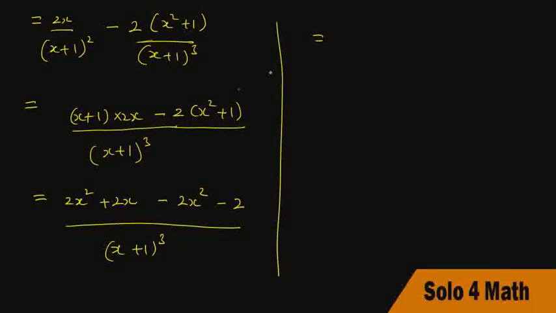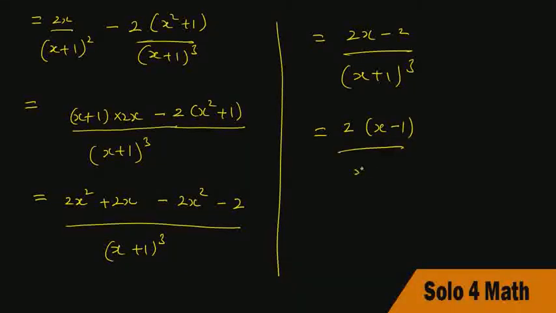And this gives us, these ones cancel out, so we remain with (2x minus 2) over (x plus 1) cubed. We can write it as 2 into (x minus 1) over (x plus 1) cubed. And that is it. That is our answer.